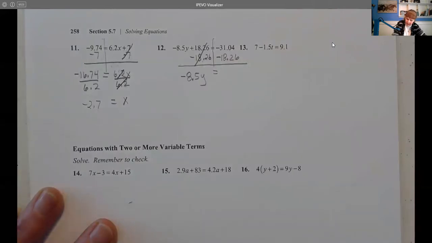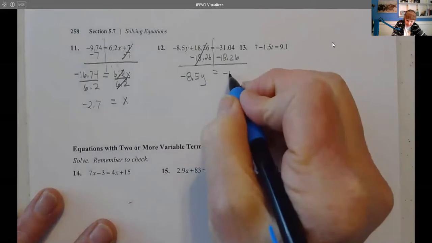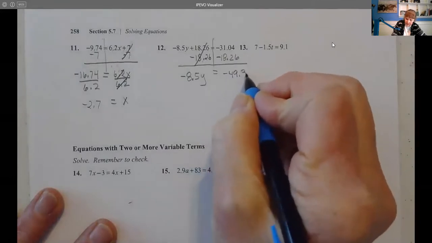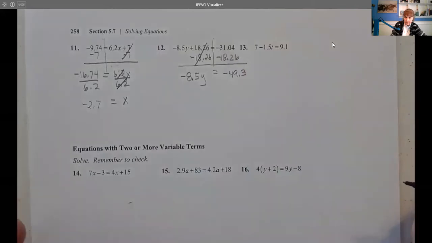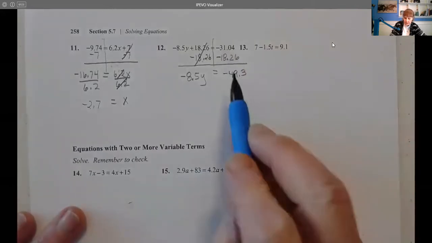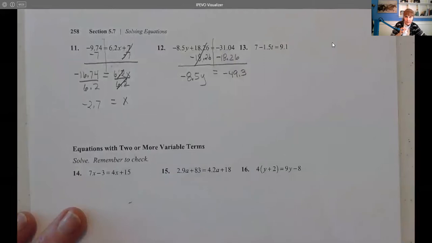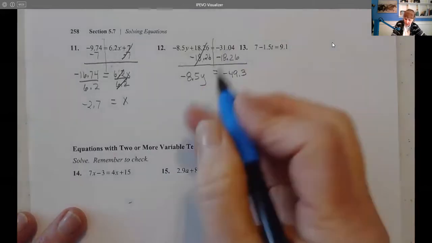And then we'll take a negative 31.04 and subtract 18.26, or add a negative 18.26. Negative 49.3. So either subtract or add a negative. Your calculator will do that. There is a difference between a subtraction and the negative on your calculator, so watch that.